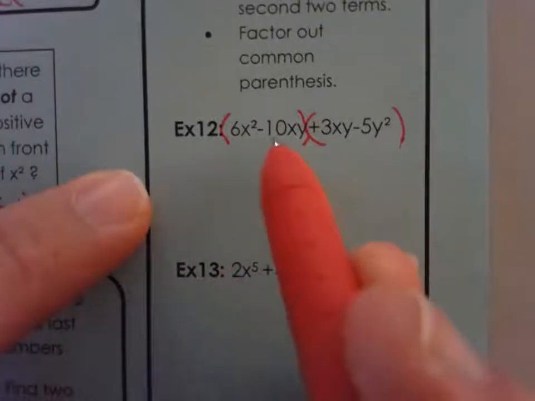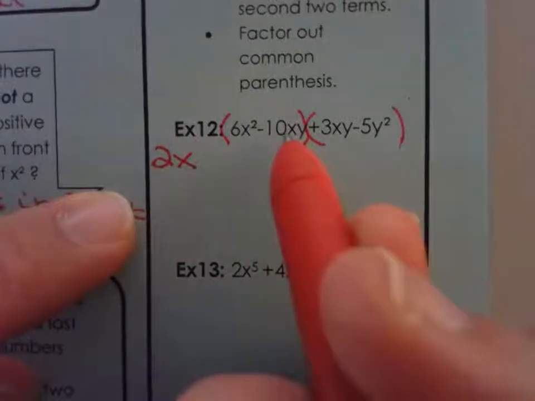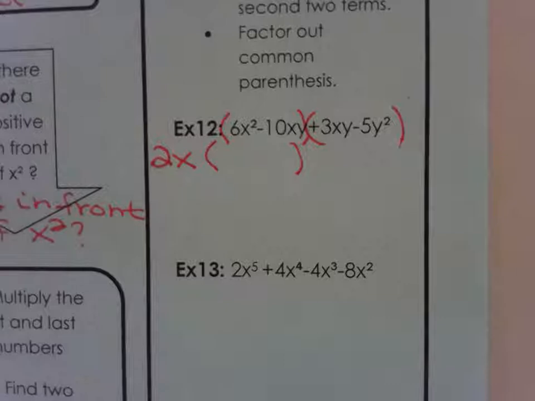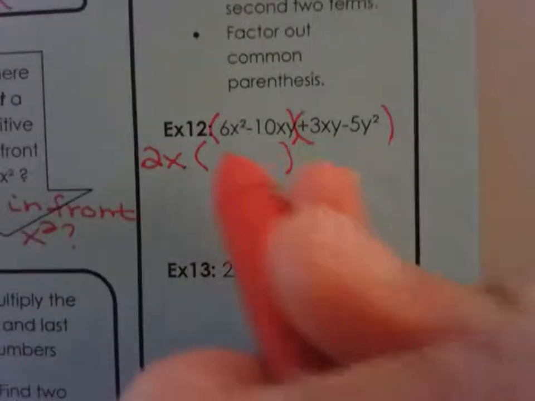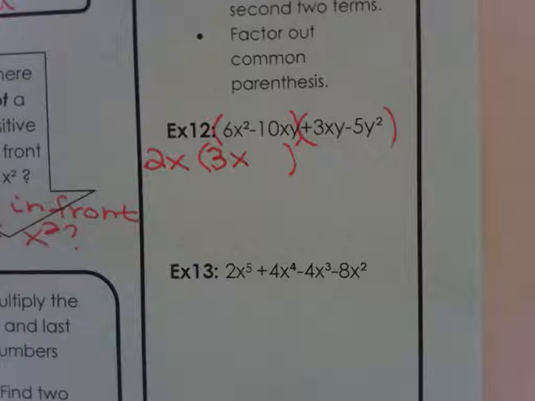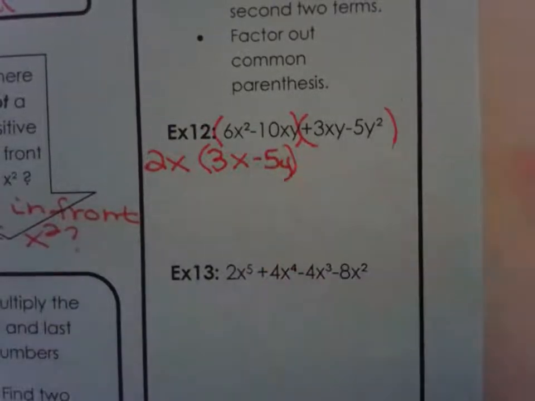GCF for 6 and 10 is 2. They share an x. The lowest exponent is x to the first, so I take out a 2x. 2 times what gives me 6? 3, and I took out an x, so it's 3x. Minus 5y: 2 times 5, and I took out the x, so I have a 5y left.